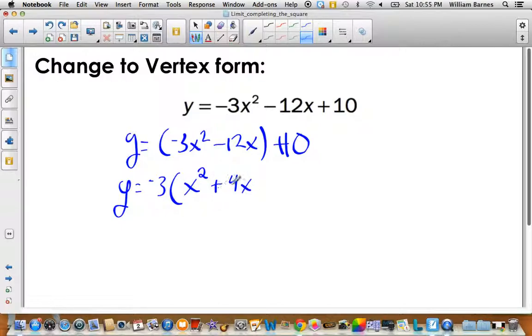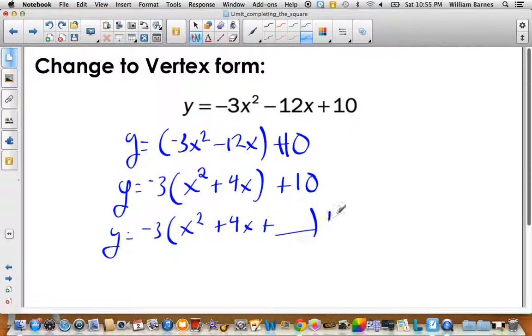4x. At this step, you might want to just do a quick check, multiply back through, make sure you get what's in the original one. I think we do. Yeah, we're good to go. And then you make sure we got the plus 10. Alright, so this guy, we write in our blanks now. So I got negative 3 x squared plus 4x plus blank plus 10. And then plus blank.